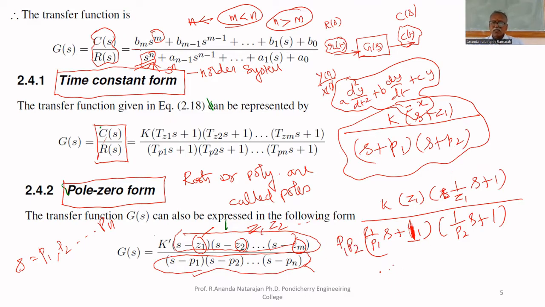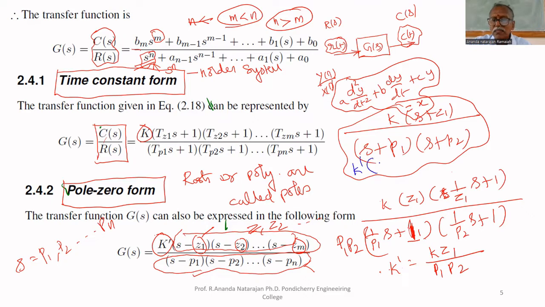Therefore, what are the constants? Now K dash is equal to K times Z1 upon P1 P2. Here you are taking Z1 outside, and here you are taking P1 as well as P2 outside. That's why this becomes like this. Therefore, K dash equals K Z1 upon P1 P2.